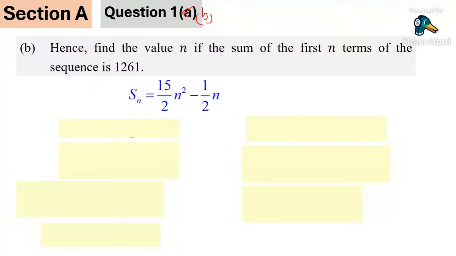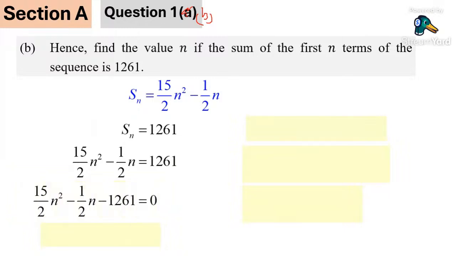You were told that the sum of first n terms is 1261. That means we start with Sn equals to 1261. What is Sn according to the questions? We have 15 over 2 n squared minus 1 over 2 n equals to 1261. Somehow you can see this is a quadratic equation. Rearrange all the terms on one side. So I have 15 over 2 n squared minus 1 over 2 n minus 1261 equal to 0.